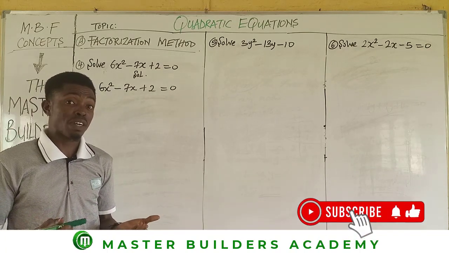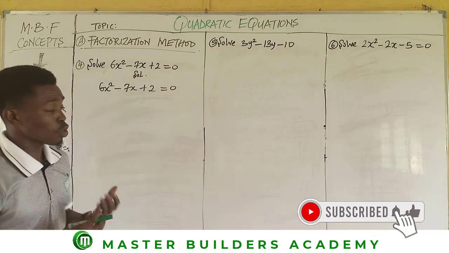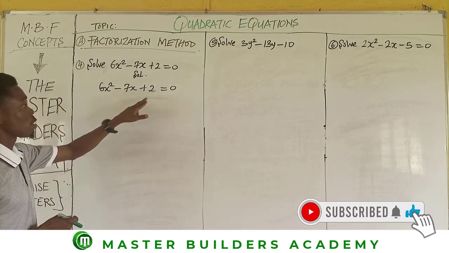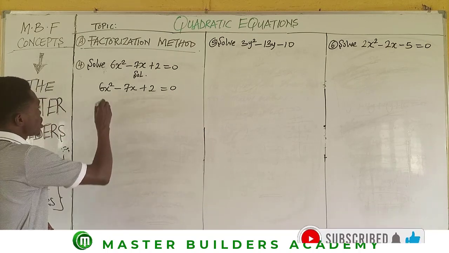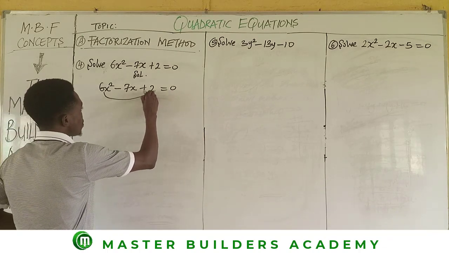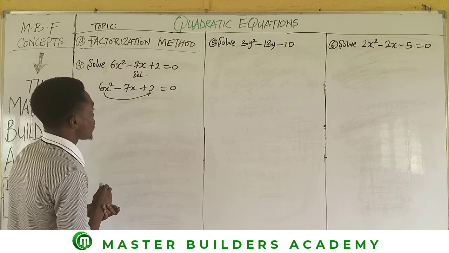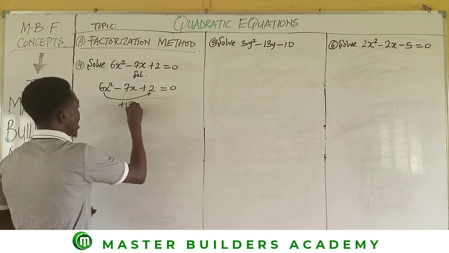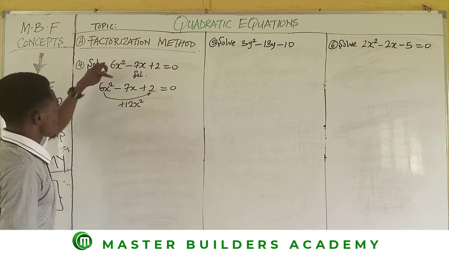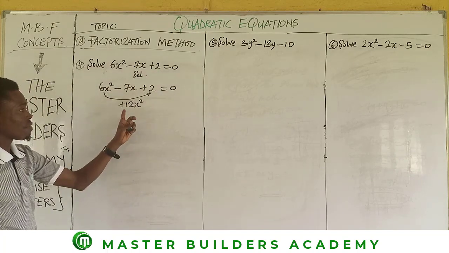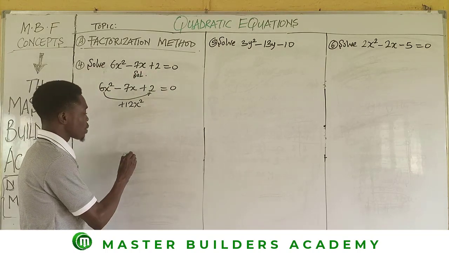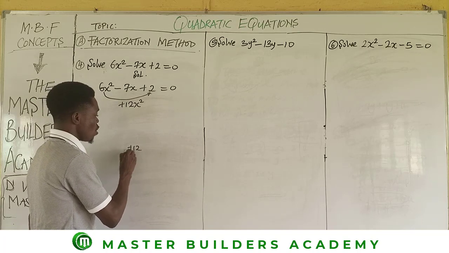So what do we do when we are using the factorization method? The first thing we do is to use the leading term to multiply the constant. So this term will multiply this. When I multiply 6s squared by 2, we are going to have plus 12s squared. Yes, 6s squared times 2 gives us plus 12s squared. So the next thing we quickly do is to find the factors of plus 12.